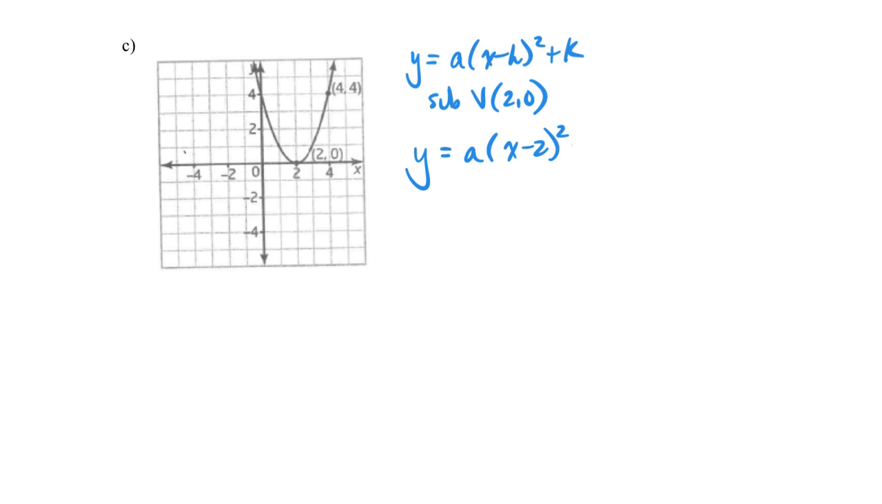There we go. Now that I've done that, I can see the point 4, 4 through my parabola. So I can sub in that point that I passed through. 4 minus 2 is 2. 2 squared is 4. And I can divide out my 4 and get to my value of 1. There I go. Not too bad. Finish it off.